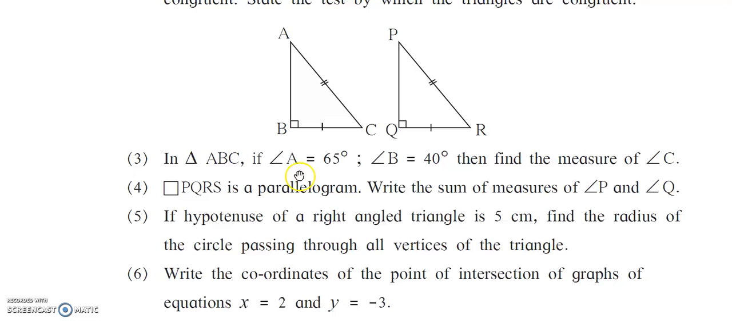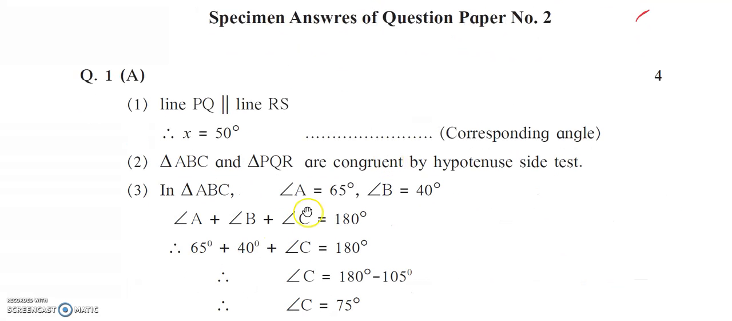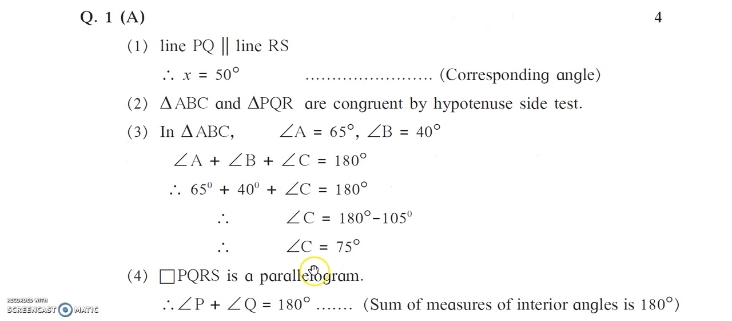In triangle ABC, if angle A is equal to 65, angle B is equal to 40, then find the measure of angle C. Now this is also very simple. The sum of all the angles of a triangle is 180. Therefore, measure of angle A plus measure of angle B plus measure of angle C is 180, and we can find out the answer of angle C. Now here 65 plus 40 plus angle C is equal to 180. Now the sum of these two is 105. Therefore, angle C is equal to 180 minus 105. Therefore, measure of angle C is 75. Next question.